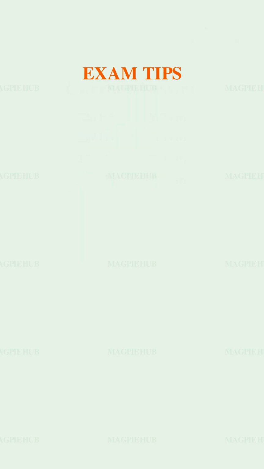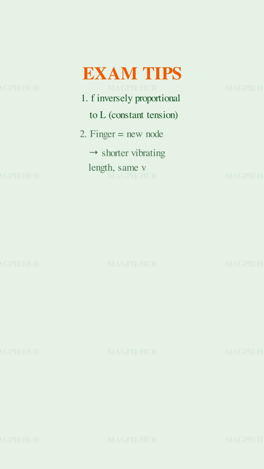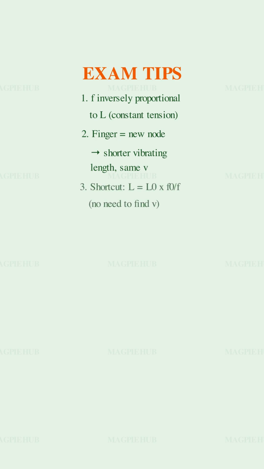Here are some important tips. Tip 1. For a string fixed at both ends, frequency is inversely proportional to vibrating length when tension is constant. Tip 2. Pressing a finger creates a new node, shortening the effective vibrating length. The wave speed stays the same. Tip 3. The formula L equals L0 times F0 over F is a quick shortcut. You don't need to calculate the wave speed separately.